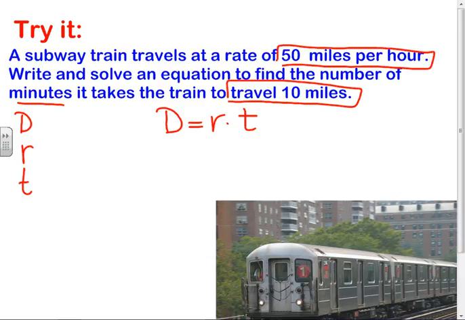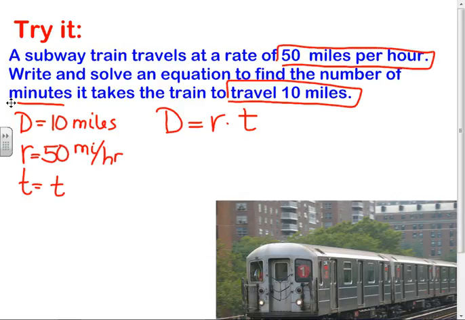50 miles per hour. That's a rate. This is equal to 50 miles per hour. And it says I have 10 miles. What's 10 miles? That's distance. Might be easier to find it. And what I don't know is the time. We'll call it T.